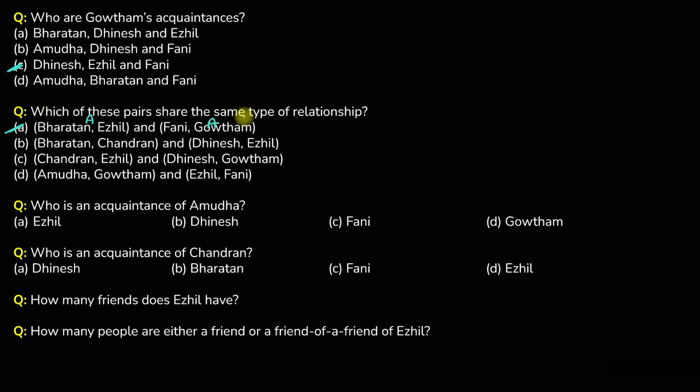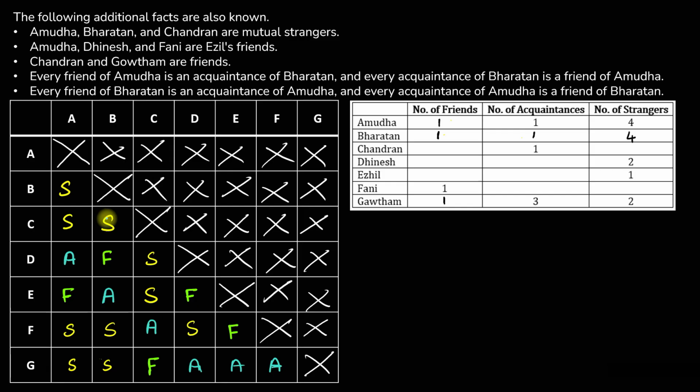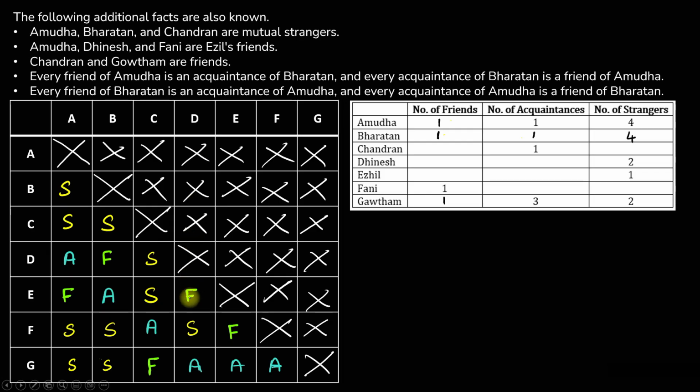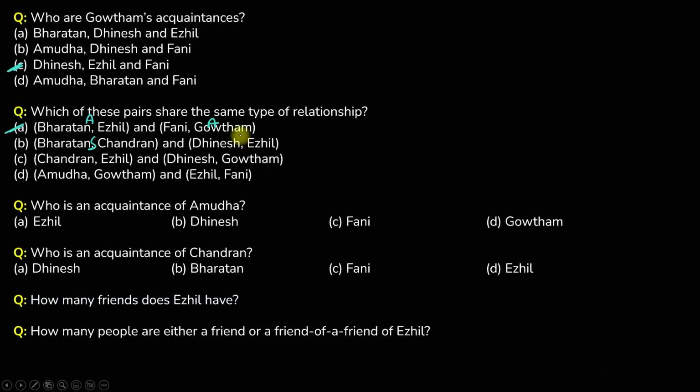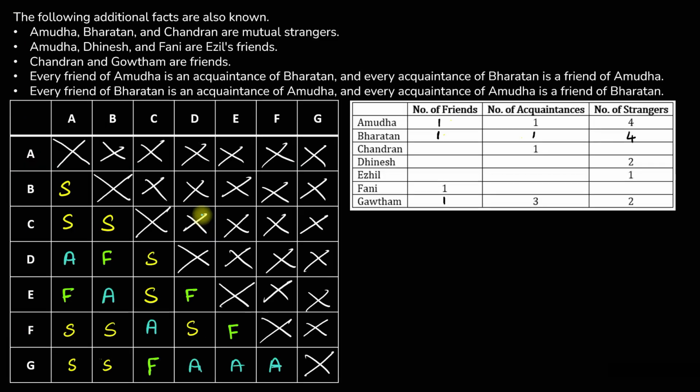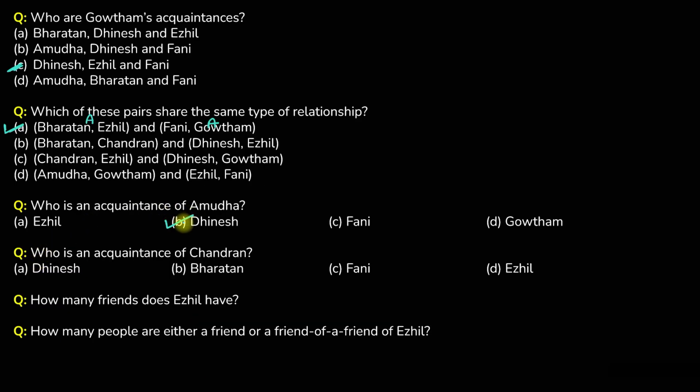Which of the following pairs have the same relationship? Option A. Okay. If you want, you can check for the other 3 pairs as well, but they will not have the same relationship. For example, if you check for B and C, B and C have a stranger relationship. D and E have a friends relationship. So this relationship, friends, is not the same as stranger. So if you check for the other 2 also, it will not be the same. Option A is the correct answer. Next, who is an acquaintance of Amudha? For A, Amudha, the acquaintance is D. Option B is the correct answer here.